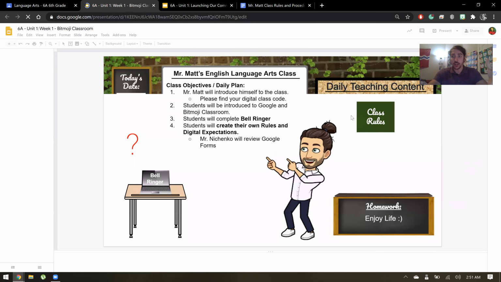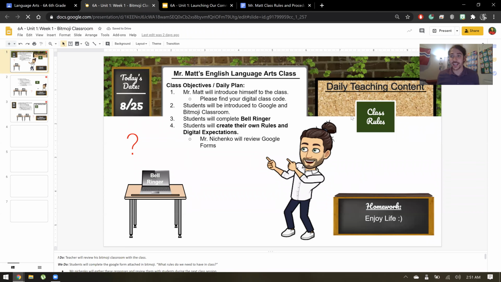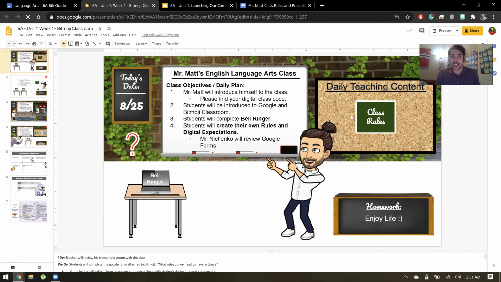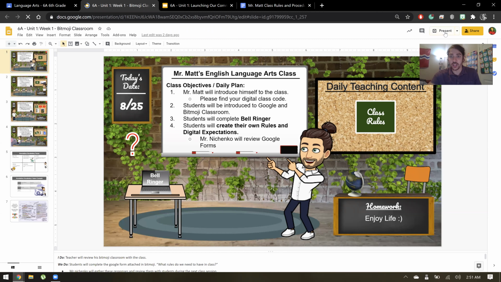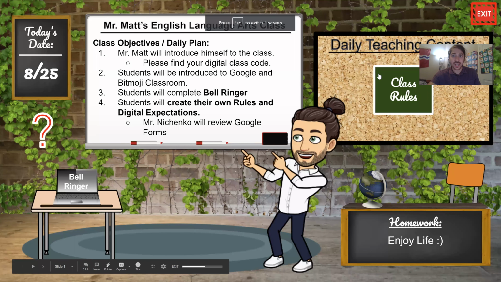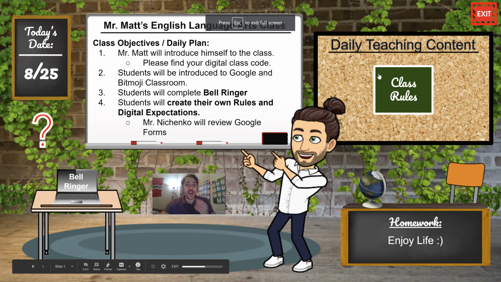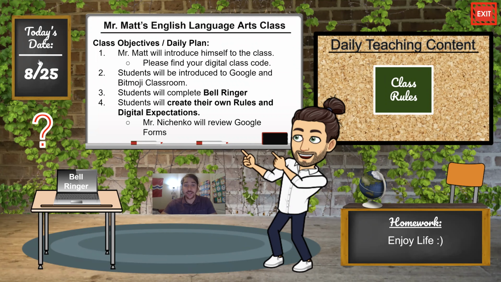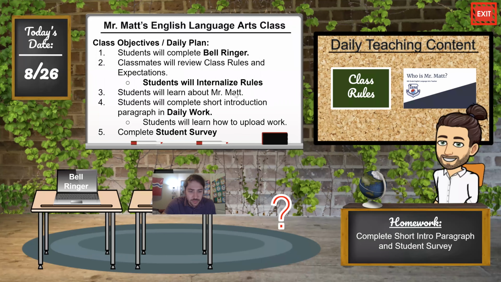Each day, you will be linked to this, and you'll get a slide like this. This is today's slide that we're looking at right here. And so I'm going to go ahead and present this. And so you can see that there's a lot of information here. I make sure that I have the right class date, and I'm going to look at all the objectives, all the things Mr. Matt has planned for the day. So I can look here and say, wow, this is what Mr. Matt wants to do. Okay, first he wants to introduce himself, and then he wants to introduce students to Google Classroom and Bitmoji. So he wants us to do the bell ringer, this number 3.